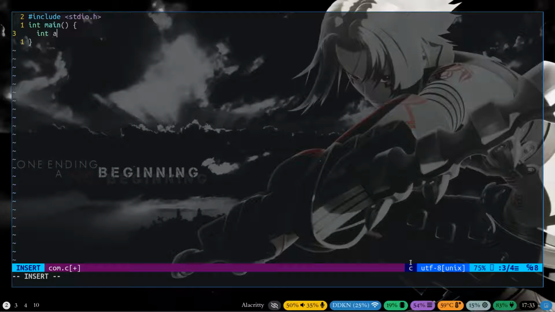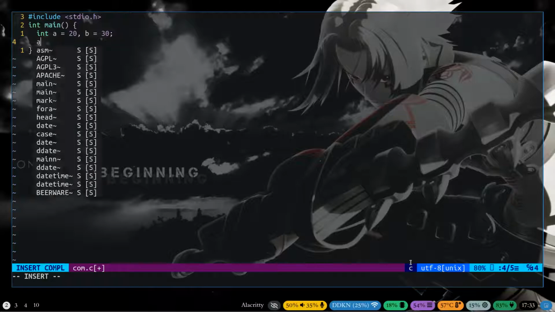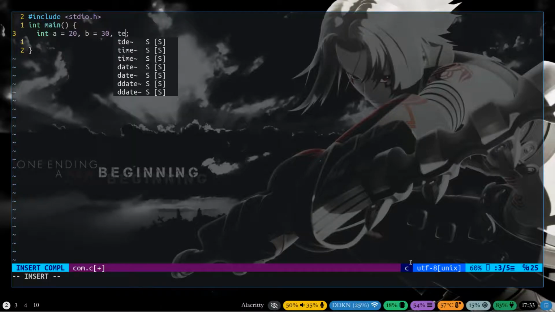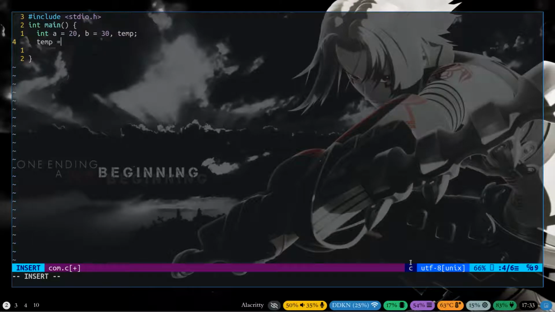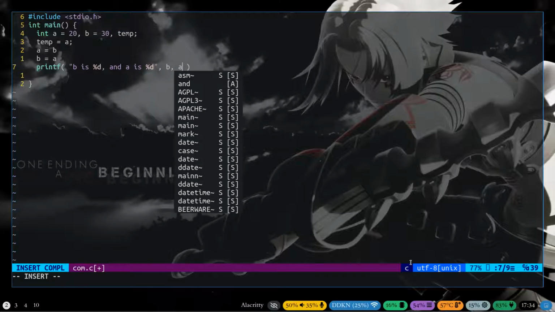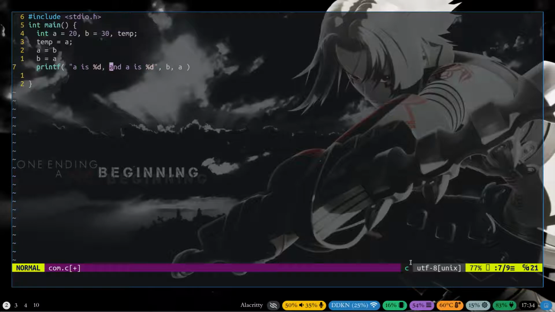Swap the two variables. So int a equals 20, b equal to 30, and so what I'm going to do is set temp is equal to a, a is equal to b, b is equal to temp. Printf, a and b, is %d and b is %d. A, B. I think I called it one.